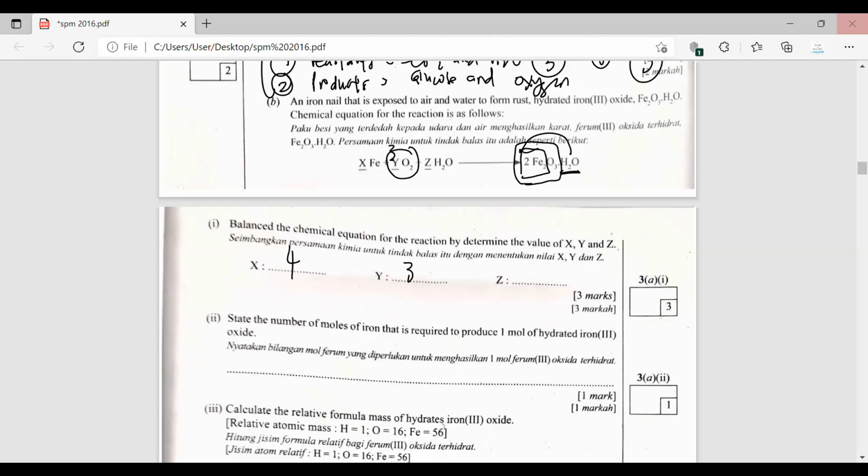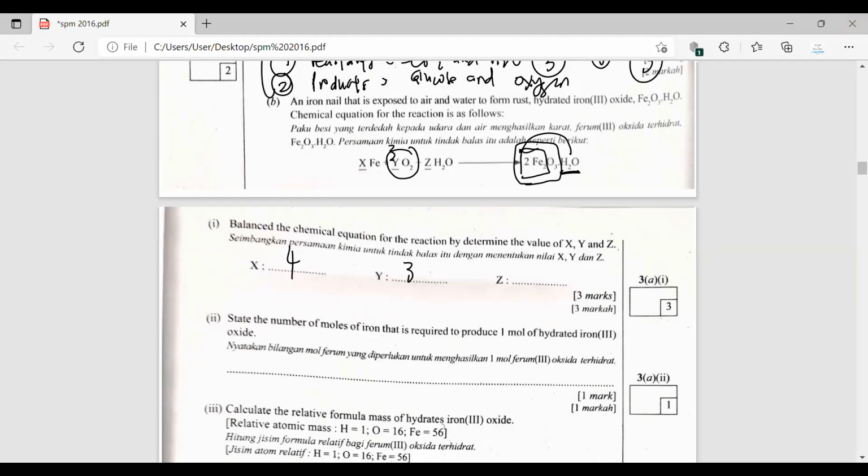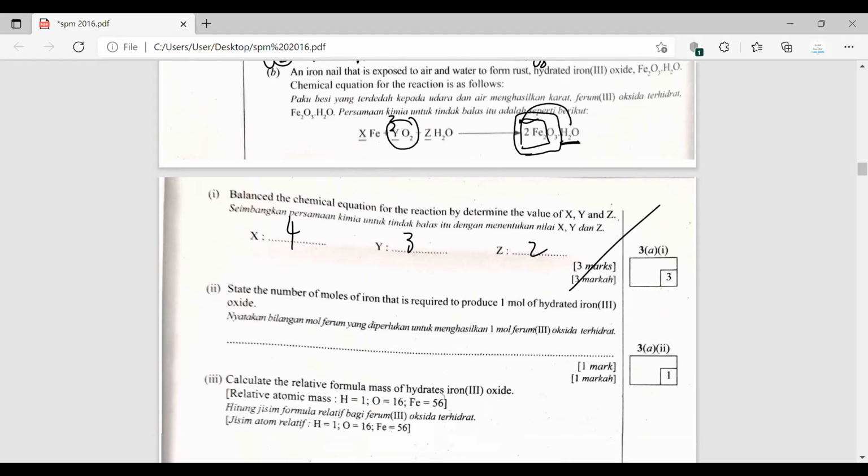Okay, let me call Caroline. Sure, is that 2? Correct. Okay, all of your maths are very good. Okay, now listen to the question. This one you must ratio it. What is the number of moles of iron that I need? Okay, that's why you had 4, right? To produce 1 mole of hydrated iron trioxide. Here I got 2 moles of hydrated iron trioxide.